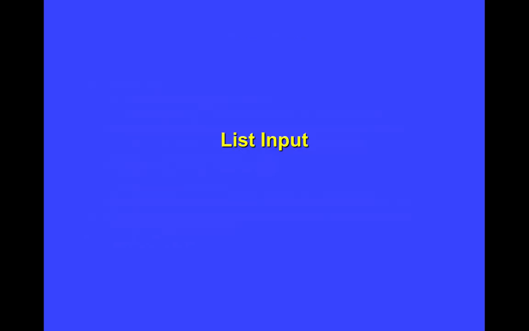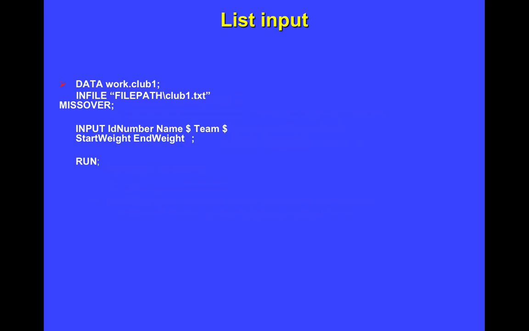So I want to start with an example of list input, and we'll just get right into the code and show it to you and talk about what's happening exactly. Here we have a data step, and as we've seen before, we start a data step with a data statement, and we name the location and actual name of our new SAS data set. So here I'm telling SAS I want to create a new data set in the temporary data library work, and I want to name it Club 1.